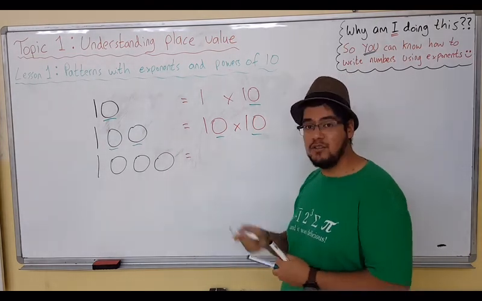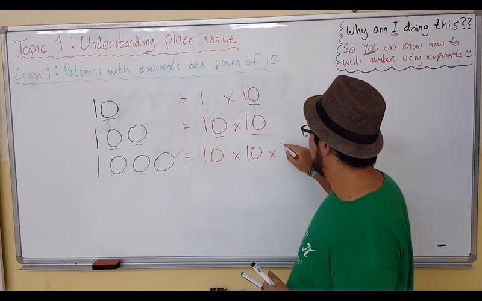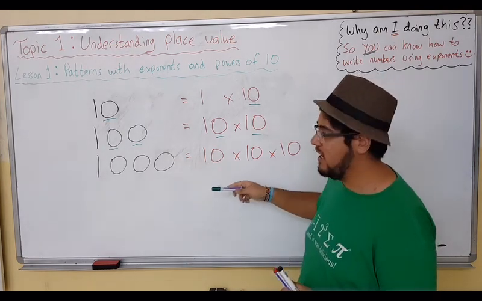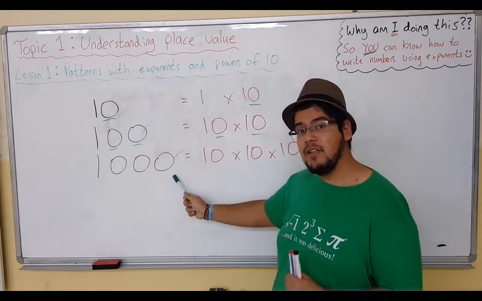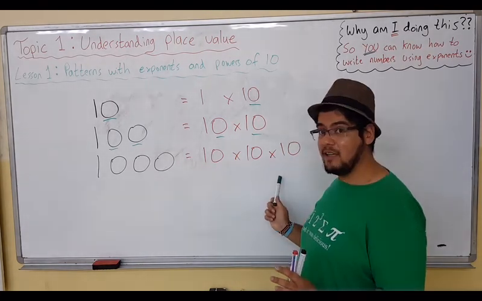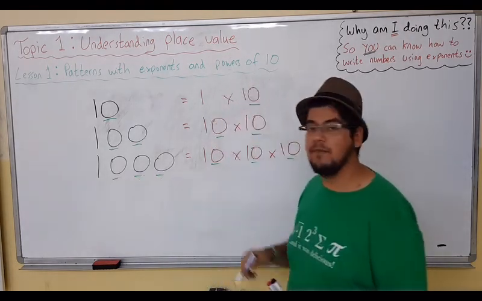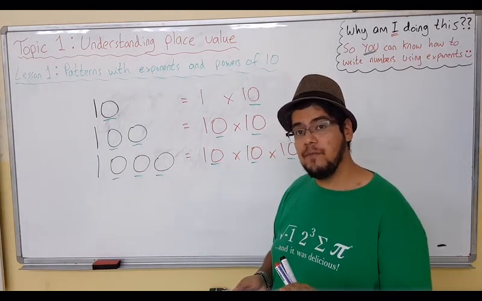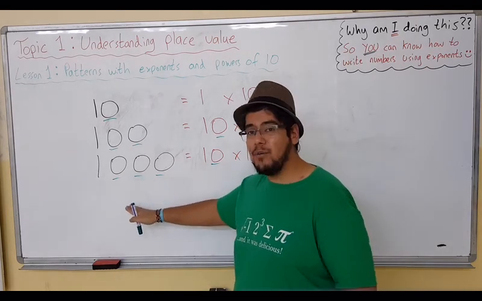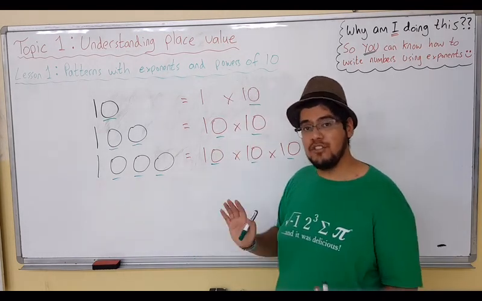Okay? Now let's do the last one. We have 10 multiplied by 10 multiplied by 10 again. We're just following on the pattern, right? So we have 3 zeros. That means we need to multiply 10 by itself 3 times. Okay? So 1, 2, 3. 1, 2, 3. Okay? Now this is going to be true for any number, any power of 10, any multiple of 10, or any number which has a 1 at the beginning and as many zeros as you want.